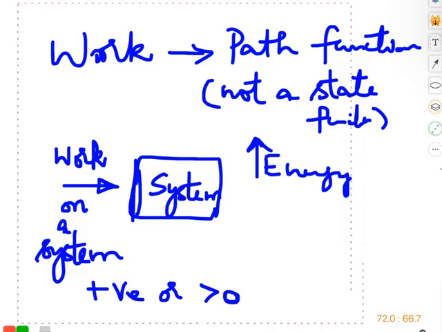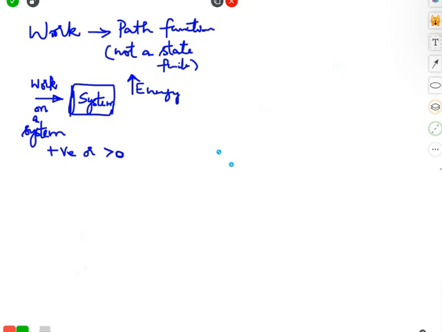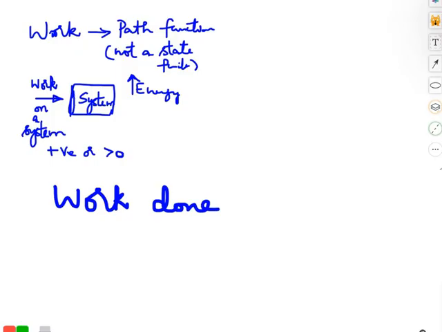On the other hand, when the work is being done by the system, how will it be? On a system means the surroundings do work on the system. For example, you are heating a system, and the energy inside the system increases. That energy is the kinetic energy of the molecules, as when you boil a liquid or when we are cooking.